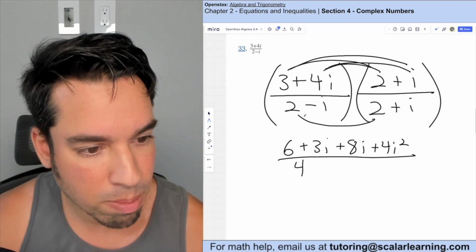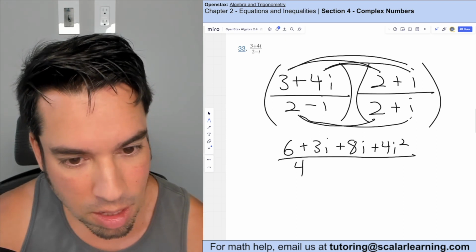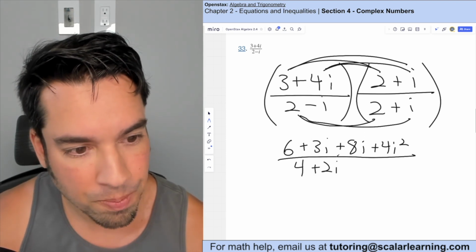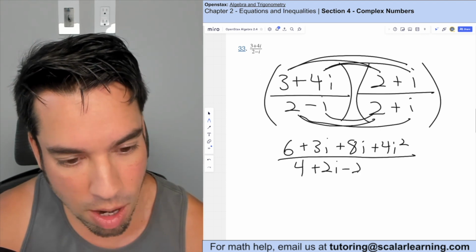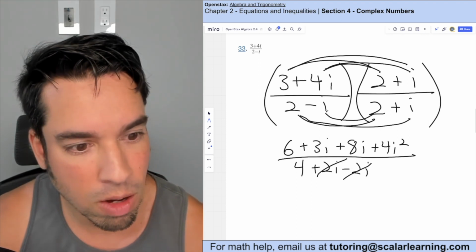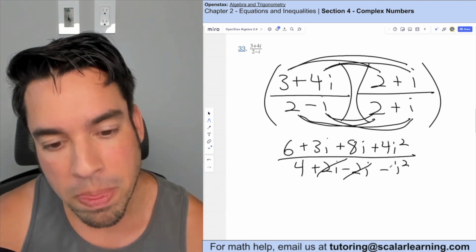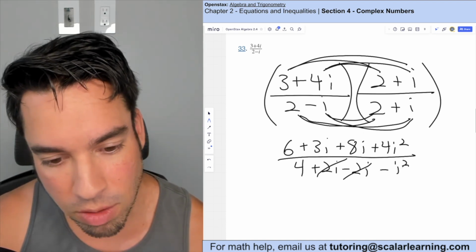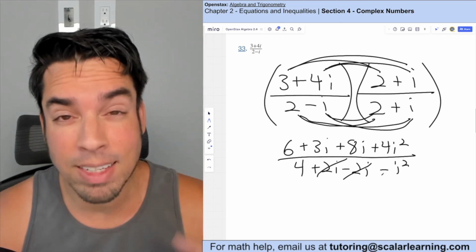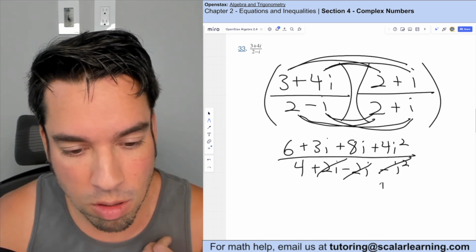And again, with this complex conjugate, the nice thing is that you're going to get a 2i and a negative 2i, which means the imaginaries are going to cancel out. And then we got negative i times i, which is negative i squared. Since i squared is negative 1, negative i squared is negative negative 1, or plus 1.